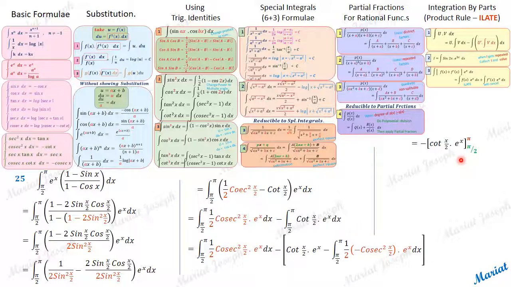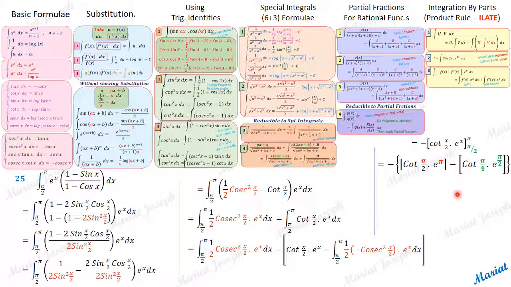Oh, integration is over. But this integration is a definite integral. We have to evaluate it numerically. How? Give the upper value pi and the lower value pi by 2 as the upper limit and lower limit. Giving pi first: cot pi by 2 into e raised to pi, minus, then lower value pi by 2 given. Cot of pi by 2 by 2 is pi by 4, e raised to pi by 2.